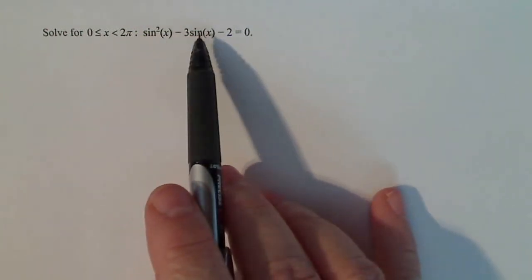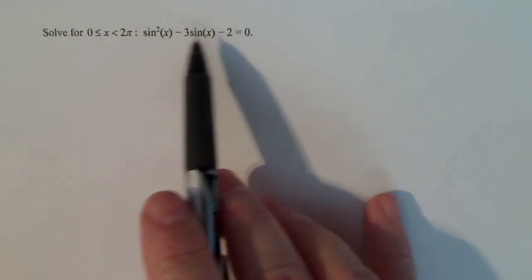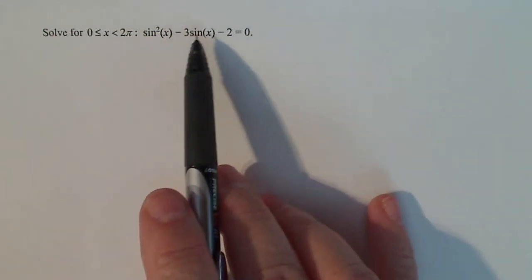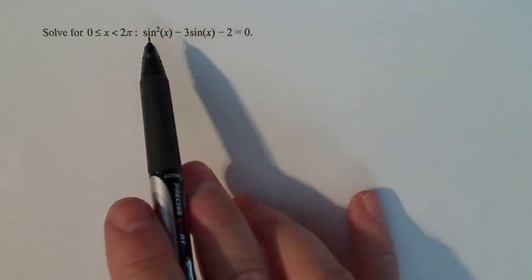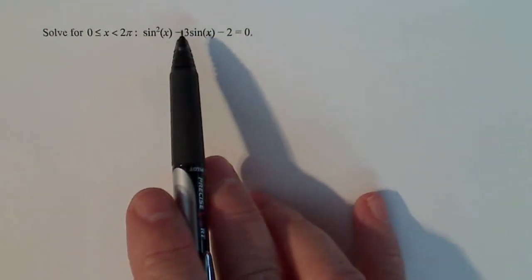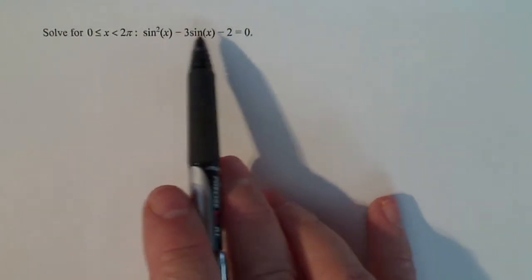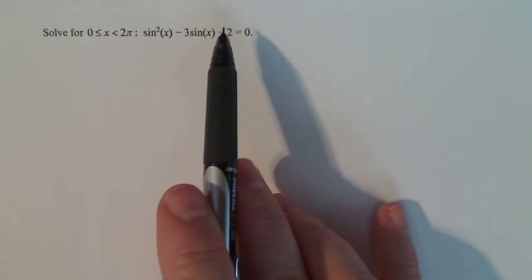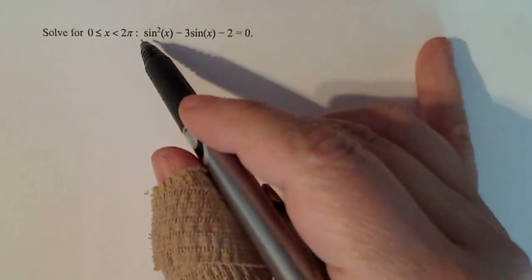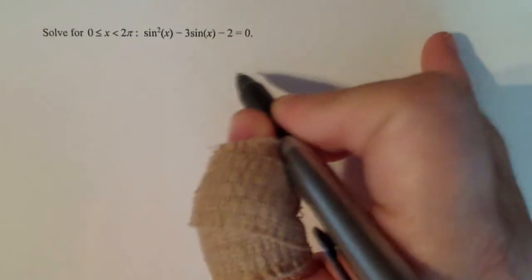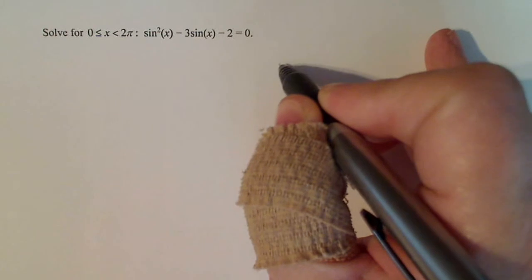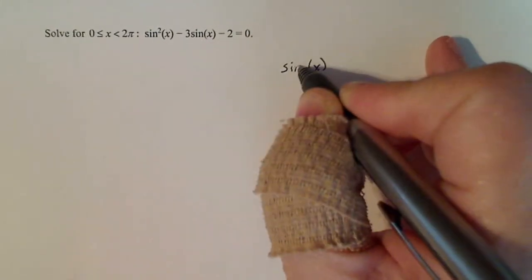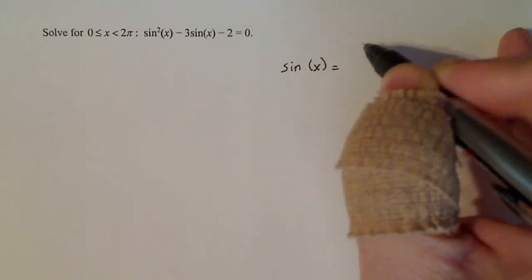Factor out anything that's common between the terms, which there isn't anything. Make sure that I'm all in the same trig function, which is also the case. But now what I see is I have something squared minus 3 times something minus 2, which is reminiscent of something that's quadratic. So what I want to do is find the roots of this using the quadratic formula. So I'm going to let sine of x be the solution to the quadratic formula.